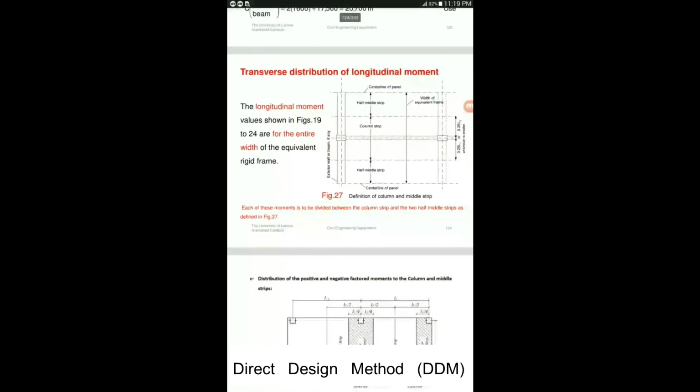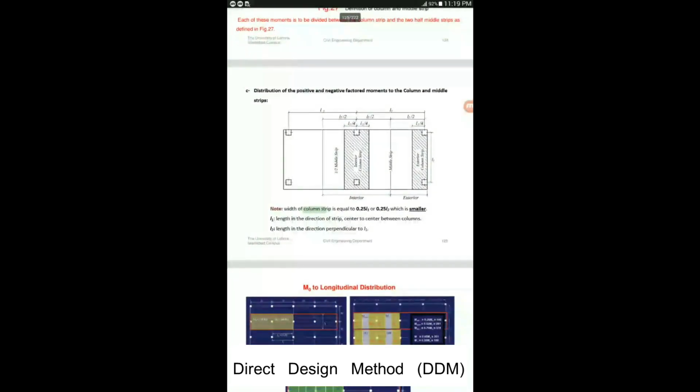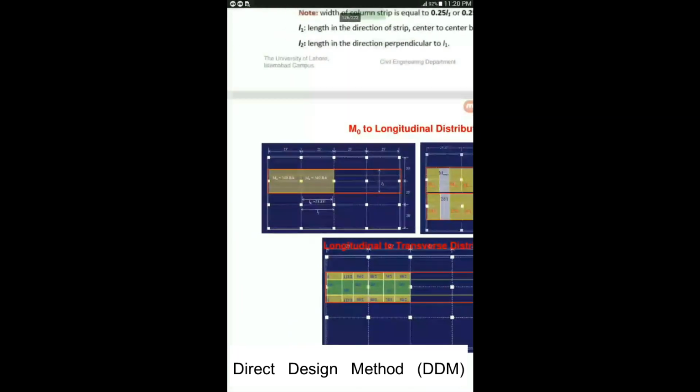We have already discussed how to find the dimension of this column strip, how to find the dimension of overall rigid frame, and then the middle strip. Everything was previously discussed here. This slide is basically explaining the overall concept, what we have done started from here.